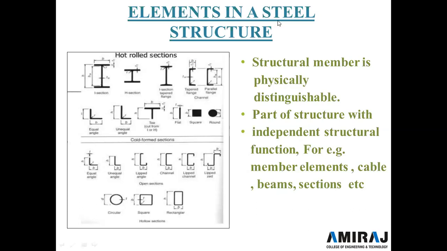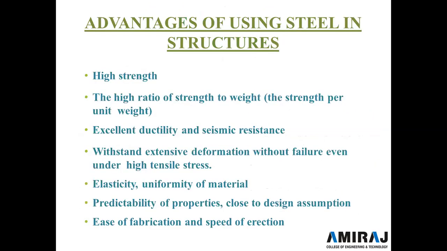So these steel members are all physically distinguishable, right? Part of a structure with independent structural function, for example these member elements and cables, beams, sections. These members are used in different types of beams, sections, trusses, bridges, right? Going further, what are the main advantages of this steel structure?